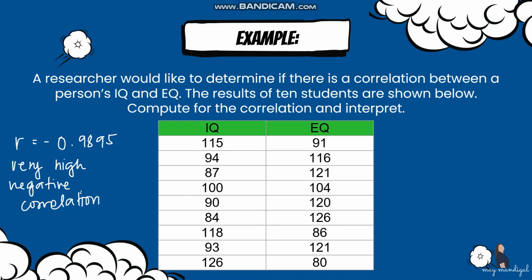Because as you can see here, the IQ is 115. The corresponding EQ is 91. Then the next one, we have an IQ of 94. Its corresponding EQ is 116. So if one variable is high, the other one is low, and vice versa. Okay? So that's why it's a very high negative correlation.